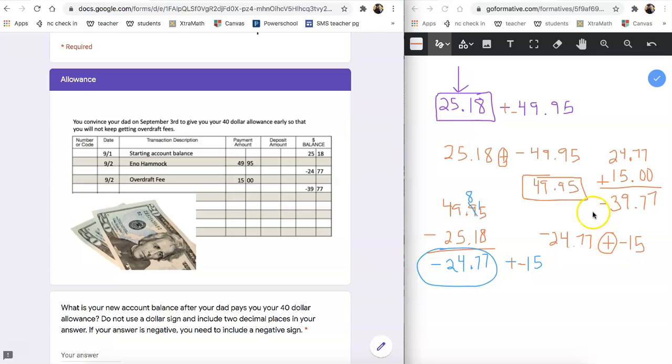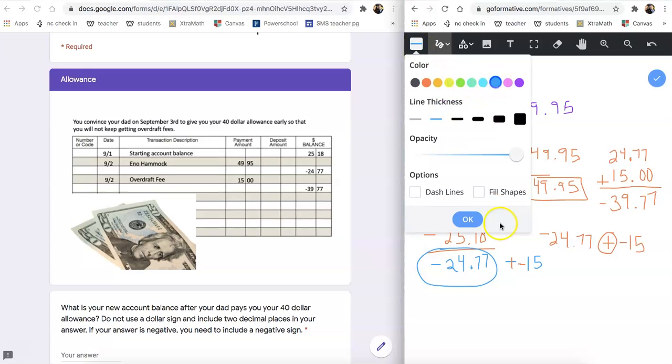So then I come over here and I started at negative $39.77, and I'm going to be adding to the account. So I started at negative $39.77, and then I'm adding the $40 that my dad gave me. So signs are different. You subtract and you put the larger number on top in terms of absolute value. So 40.00 minus the $39.77.